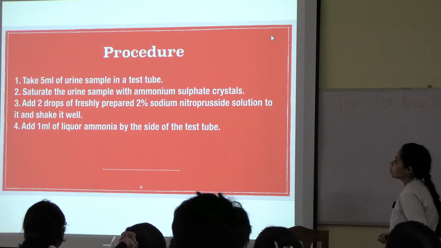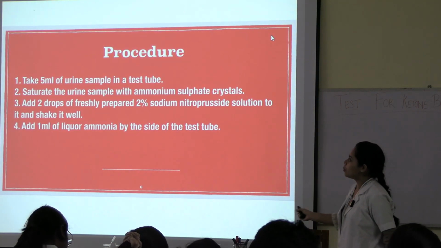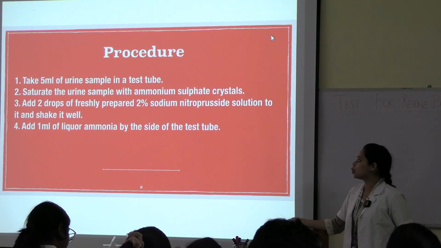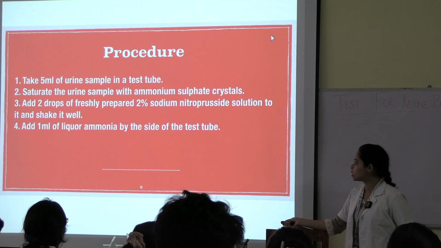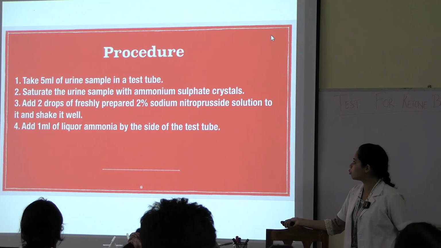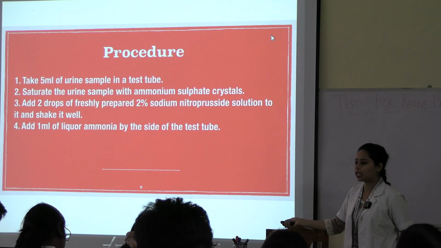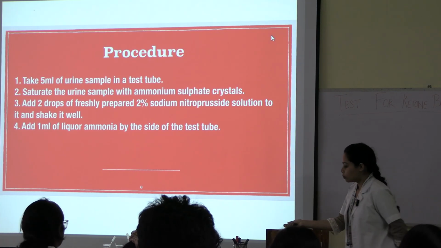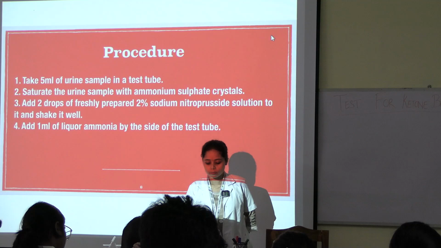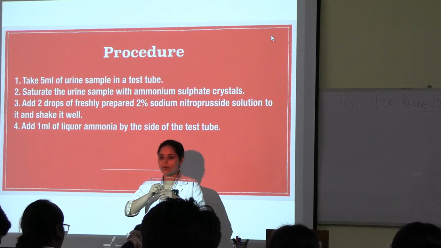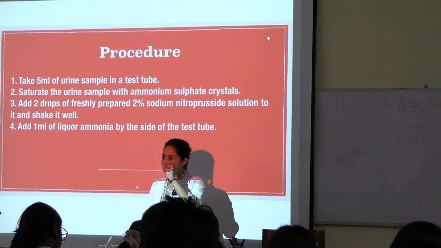So this is the procedure. Take 5 ml of urine sample in a test tube. Saturate the urine sample with ammonium sulfate crystals. Add 2 drops of freshly prepared 2% sodium nitroprusside solution to it and shake it well. Add 1 ml of liquor ammonia by the side of the test tube. Now I am going to perform and show it, okay? Don't hold it without a holder, but I don't have a holder, that is why I am holding it with my hand. But inside you hold it with a holder only.